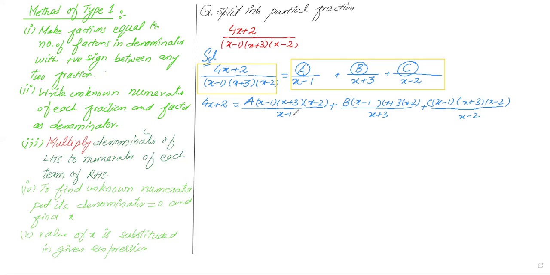All the denominators will cancel out. X minus 1 is cancelled by x minus 1. X plus 3 is cancelled by x plus 3. X minus 2 is cancelled by x minus 2. So after cancelling the denominators, I will get the new thing: 4x plus 2 is equal to A times x plus 3, x minus 2. Then I have plus B times x minus 1 and x minus 2. Then I have C times x minus 1 and x plus 3.